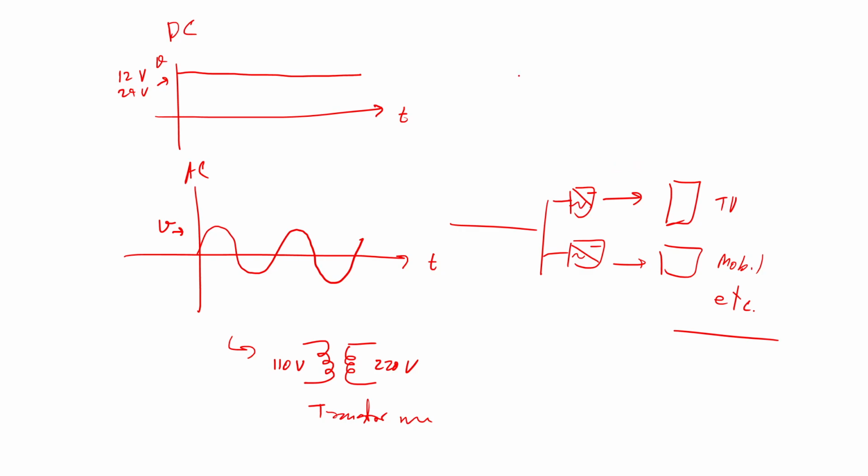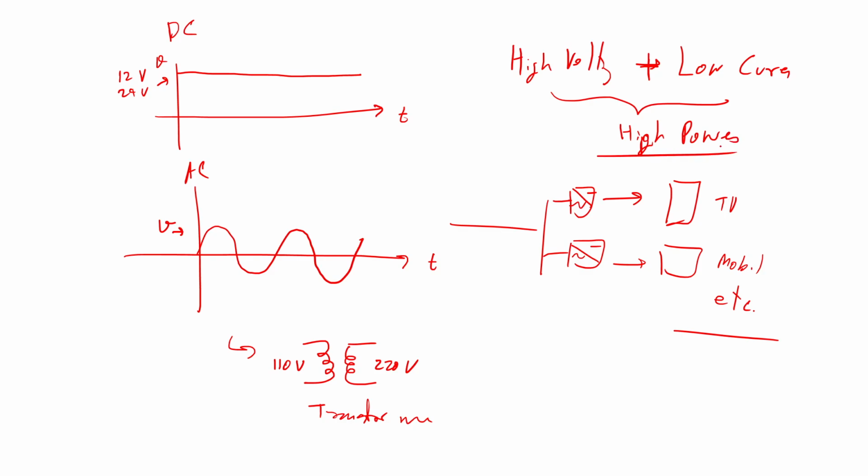If we have high voltage, we can send lower current. High voltage plus low current gives high power. When we want to transmit electricity over a long distance, we step up to high voltage. The current will be lower, and we can transmit over a long distance with lower loss, right? So the electric network will be an AC system until the end use.